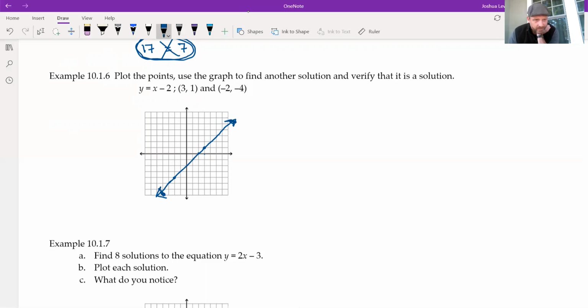And so let's check. We want to use the graph to find another solution and verify that it is a solution. So what do I mean by that? Well, we know that this is the point (3, -2, -4).